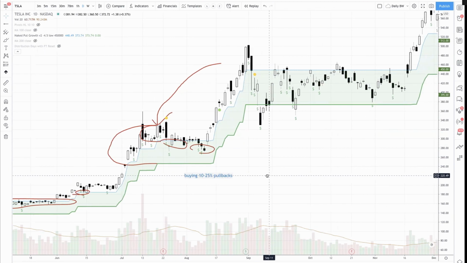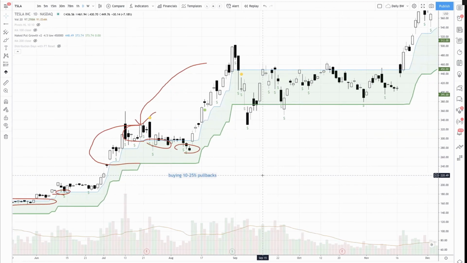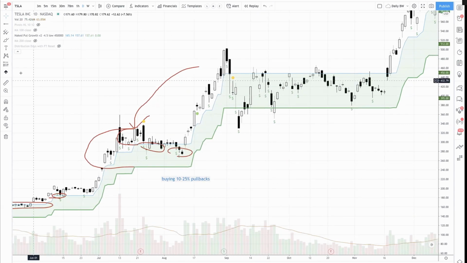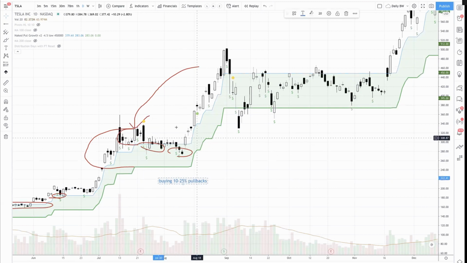And you can do that a bunch of different ways with options, there's all kinds of ways to stack this. You can pyramid in with shares, you can buy leaps. There's all kinds of things you can do to actually take a position. But buying a 10 to 25% pullback and waiting for those to occur, you guys can see how many times in Tesla we've interacted with these levels.